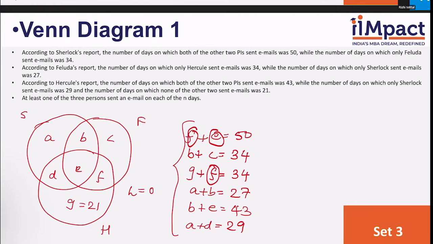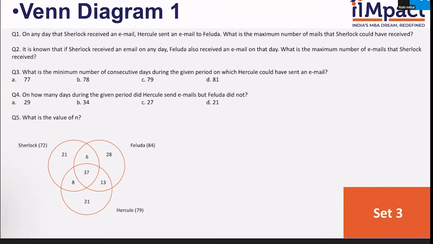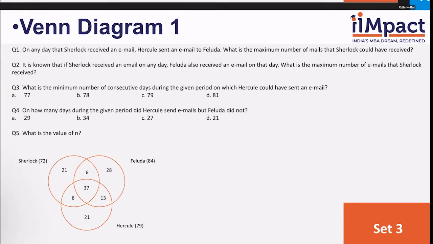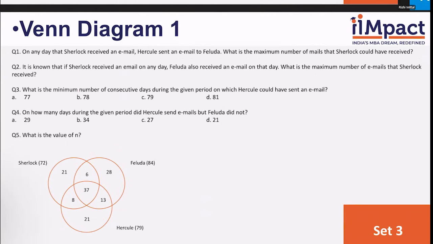I will leave that to you. Let's move on to the questions. Okay. So these are the numbers that I will get. Question number 1: on any day that Sherlock received an email, Hercule sent an email to Feluda. So if Sherlock is receiving and Hercule is sending to Feluda, that means Sherlock is receiving from Feluda.